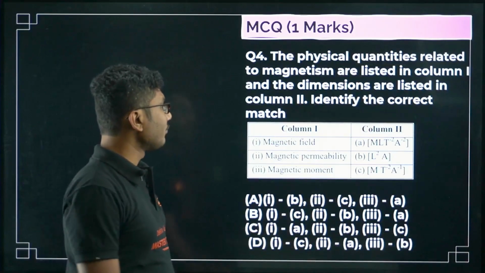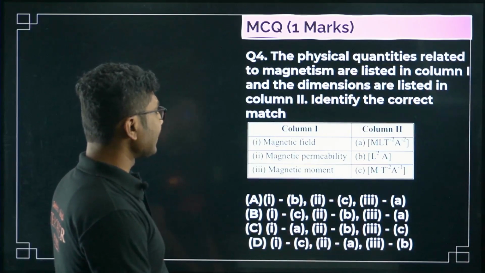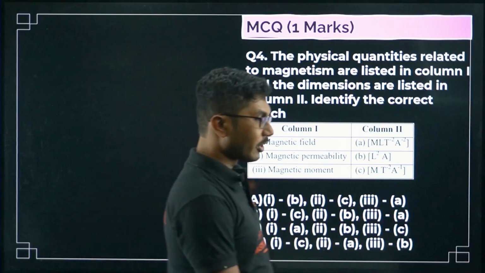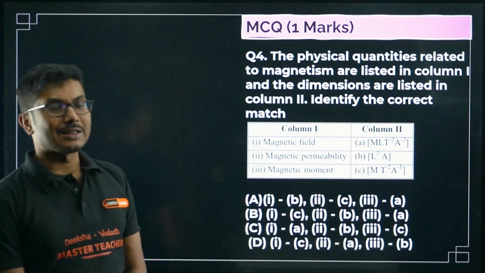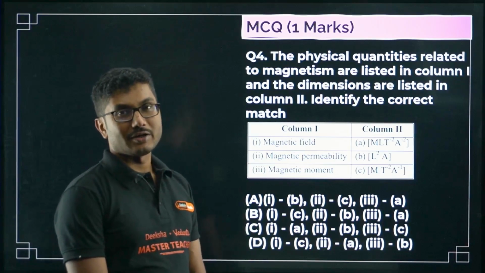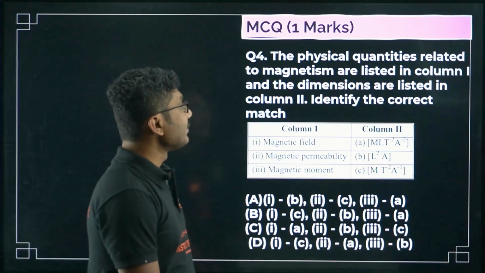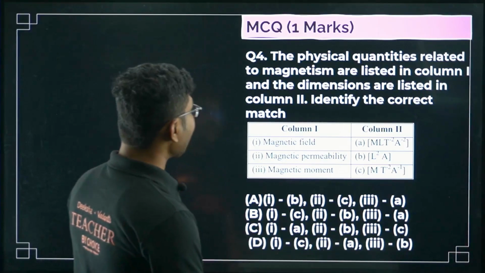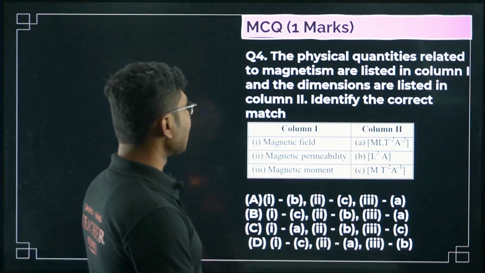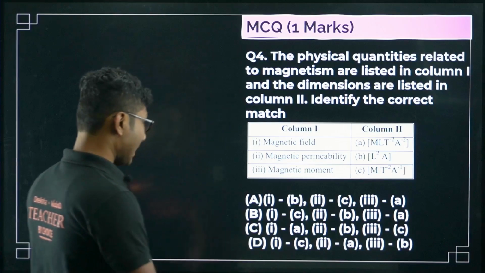Now question number 4. Here is a matching question, and all the 3 model papers have at least 1 matching MCQ. So you can expect at least 1 match the following kind of MCQ, right? So the physical quantities related to magnetism are listed in column 1 and the dimensions are listed in column 2. Identify the correct match.